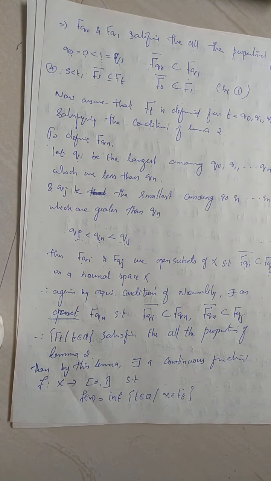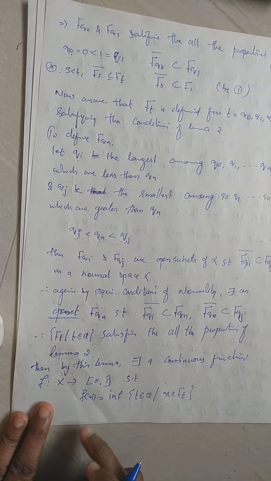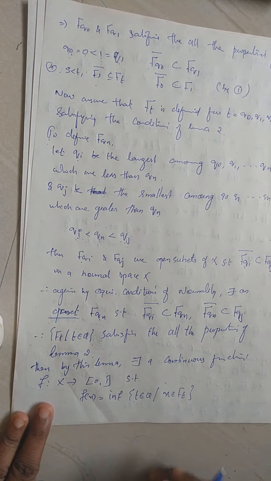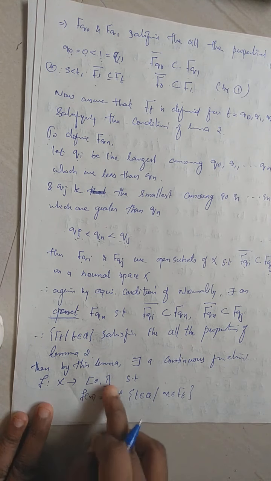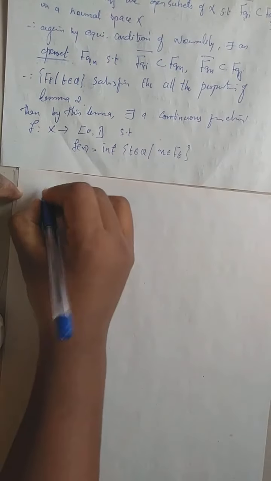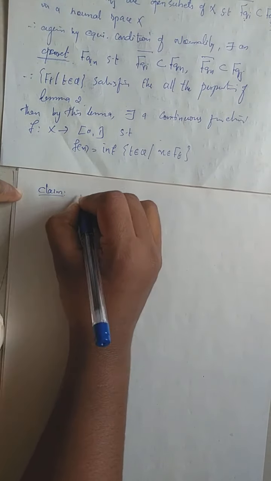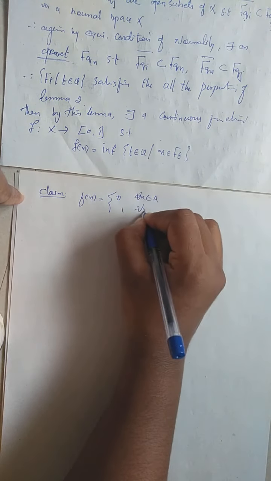In order to prove our Urysohn lemma, we need only prove that for any two closed sets A and B there exists a continuous function f from X to [0,1] which takes value 0 for every x in A and 1 for every x in B. Now we need only prove that f maps every element of A to 0 and every element of B to 1, using this definition of the function f(x). So now we will prove that f(x) is equal to 0 for every x in A and 1 for every x in B.